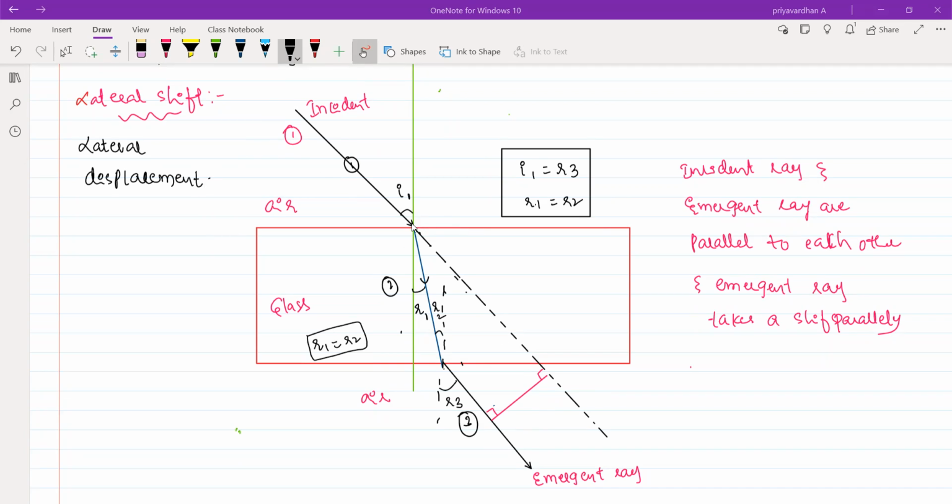In this one, the incident angle as well as the emergent angle will be equal to each other. Sorry, it will be same. I1 is incident angle, R3 is the emergent angle in our diagram. And R1, R2 are the angles within this glass slab. You can clearly see that. Fine. Is that clear?